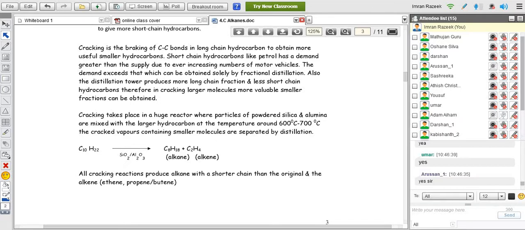So petrol is more costly compared to diesel, right? Because there's less produced, cracking is involved, and plus there's more demand. So anything with more demand will be more costly.